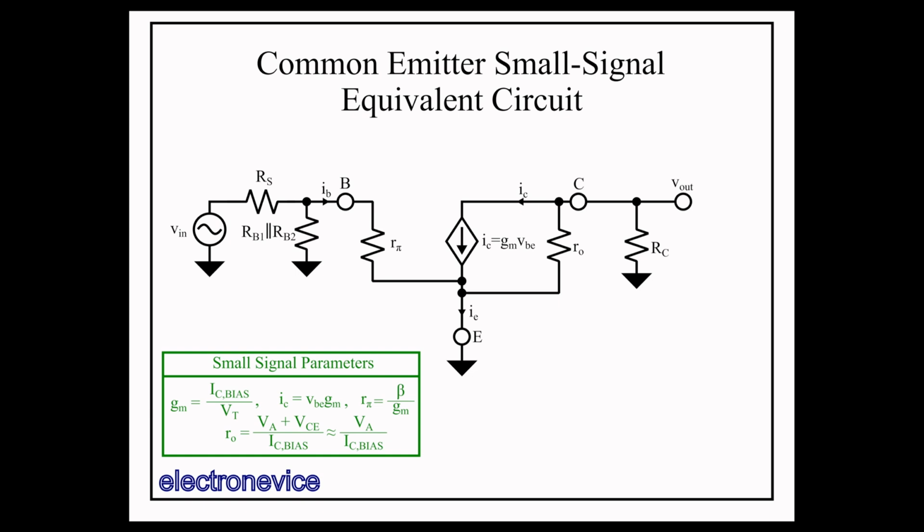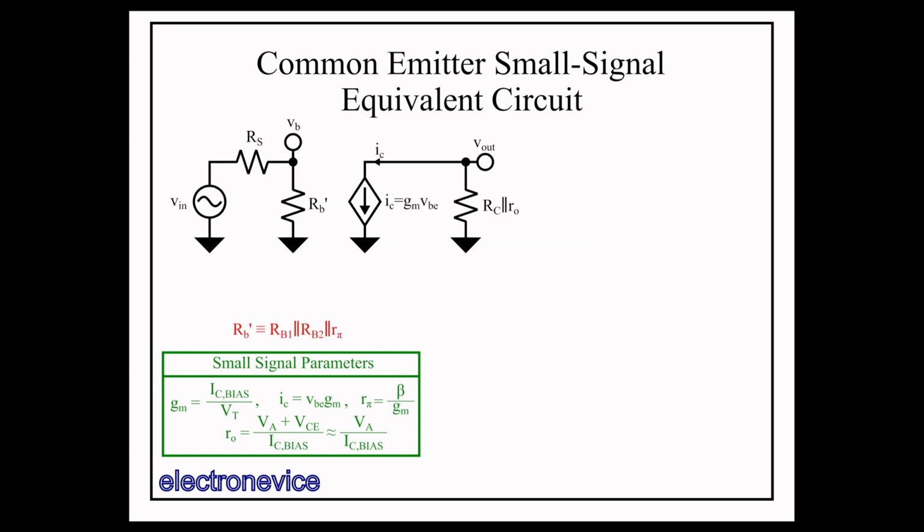So, cleaning up the schematic, we get this circuit, with this new resistance RB', defined as the parallel combination of RB1, RB2, and Rpi. With a single-ended input and single-ended output voltage amplifier, the 3 main parameters of note we'll want to derive are the gain, input impedance, and output impedance. Let's start with the gain.